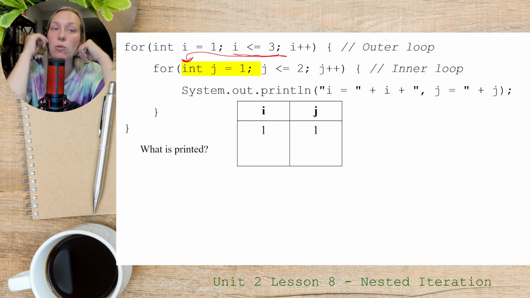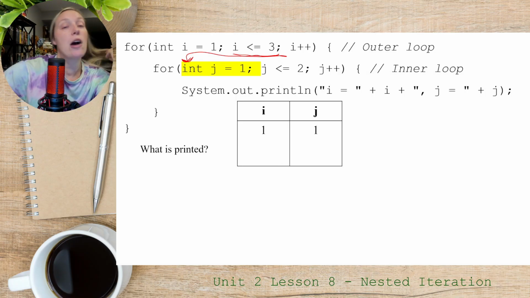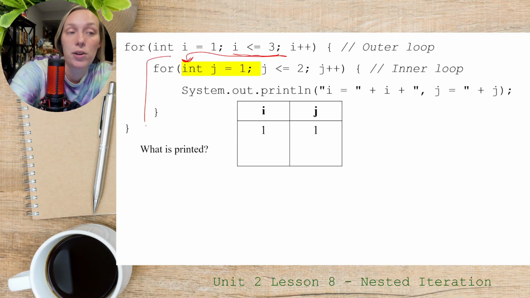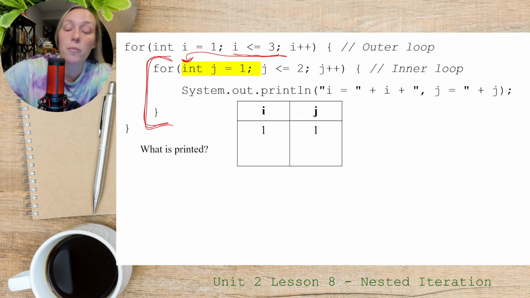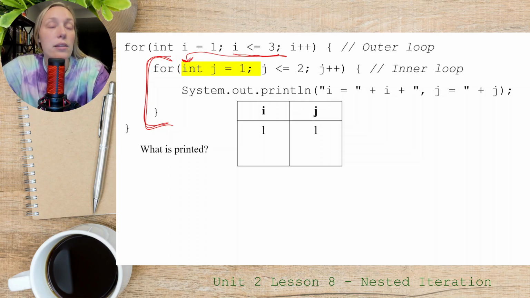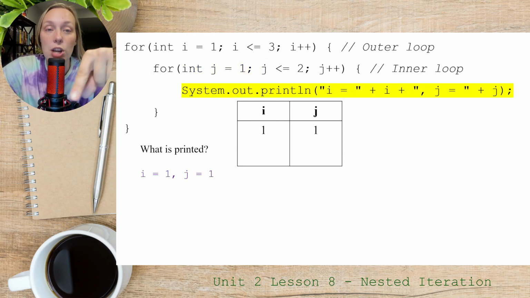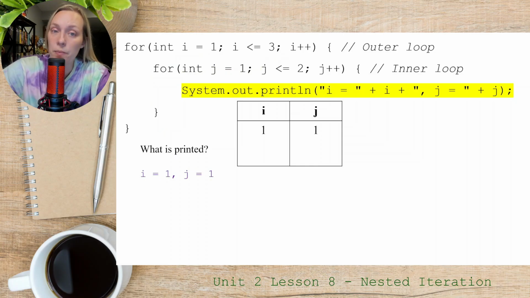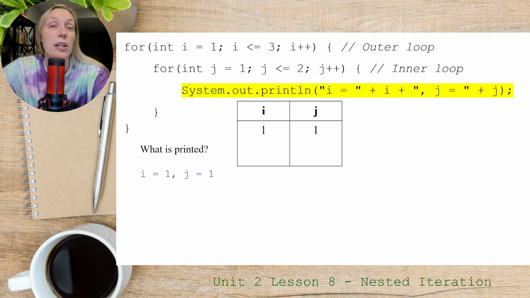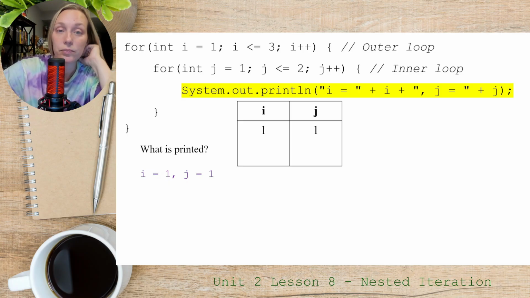Which says j is going to be equal to 1. Okay, now we're stuck in the inner loop. We've entered the inner loop, and we're going to be stuck here until the inner loop condition is false. So j is currently less than or equal to 2, so I'm going to run that print statement. i equals 1, j equals 1. That's the first thing that's going to get printed to my console.